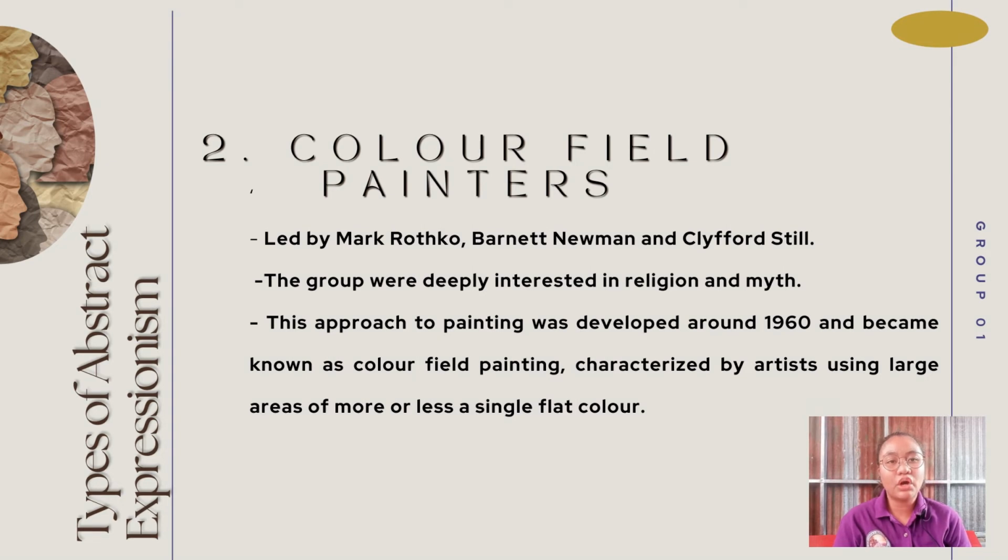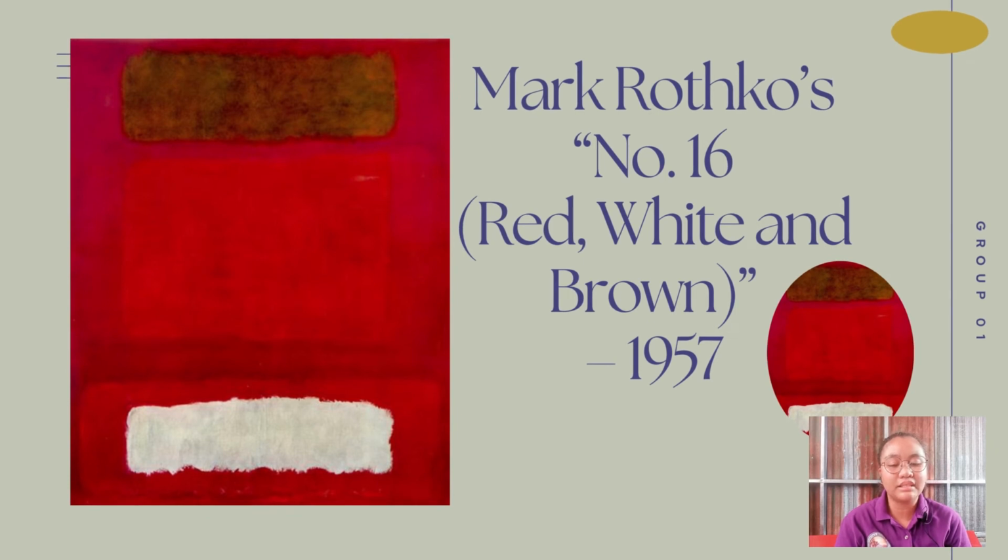The second type is color-field painters. It was led by Mark Rothko, Barnett Newman, and Clyfford Still. This group was deeply interested in religion and myth. This approach to painting was developed around 1960 and became known as color-field painting, characterized by artists using large areas of more or less a single flat color. One example is Mark Rothko's Number 16, Red, White, and Brown.